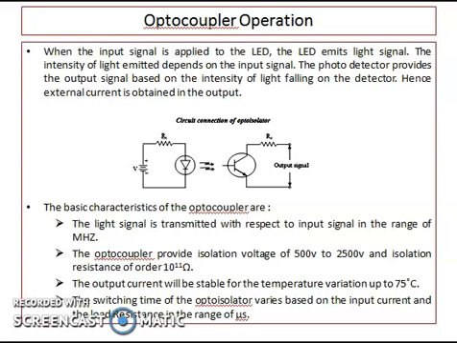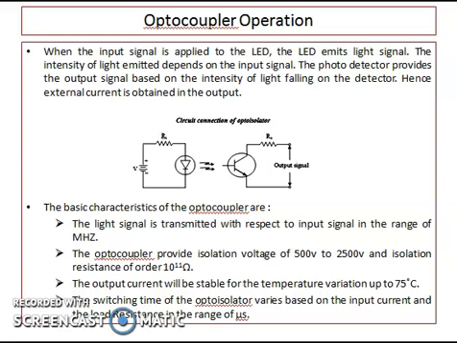Next we will see how the opto-coupler works. When the input signal is applied, the LED emits light signals. The intensity of light emitted depends upon the intensity of the input signal, that is, the amplitude of the signal. Depending upon that, the current flows through the resistor and correspondingly the light is emitted from the LED.